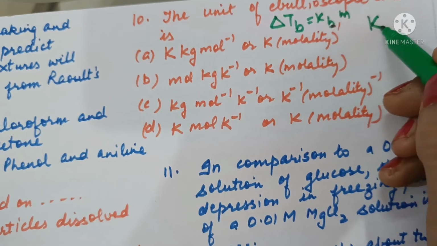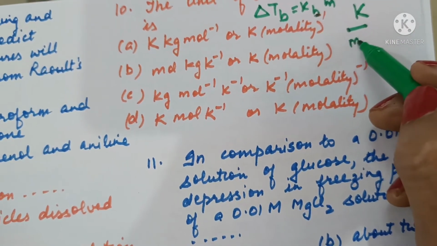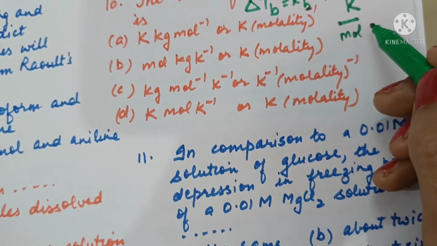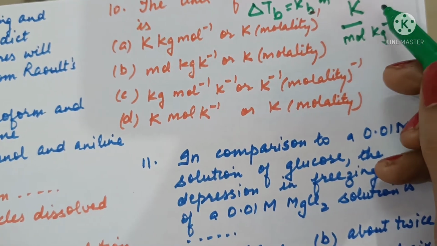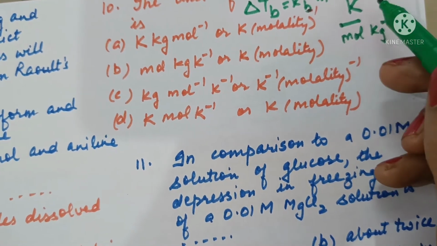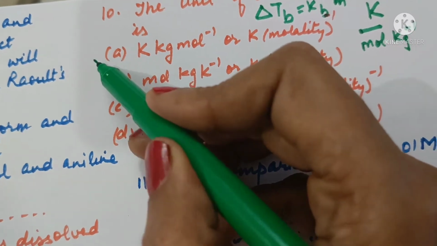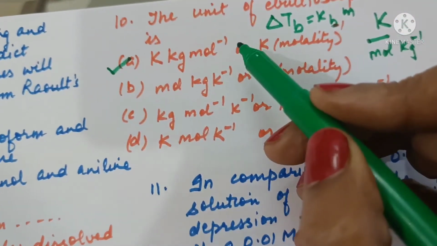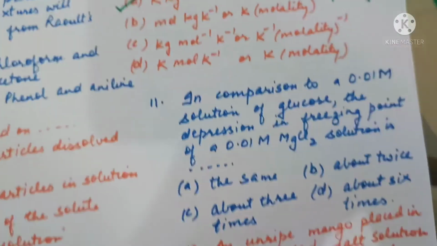Elevation is measured in Kelvin upon molality, which is moles of solute dissolved per kg. So when it goes up, it becomes mole inverse kilogram. So option A, Kelvin kilogram mole inverse, or K into molality inverse, is the correct option.